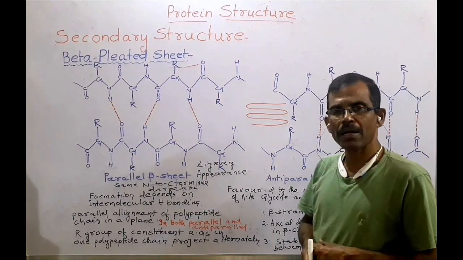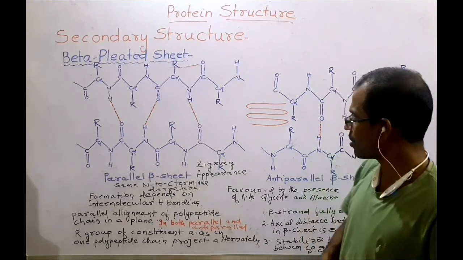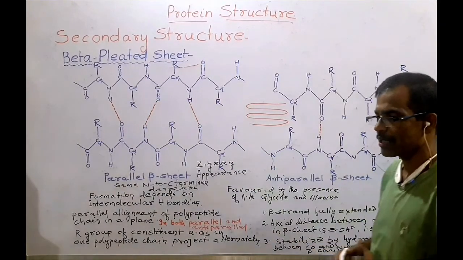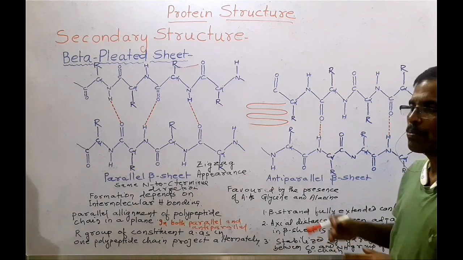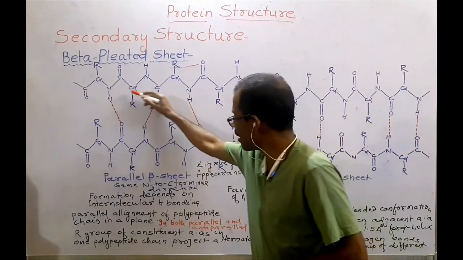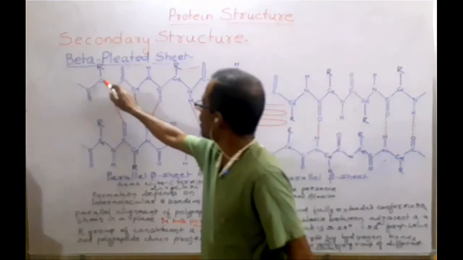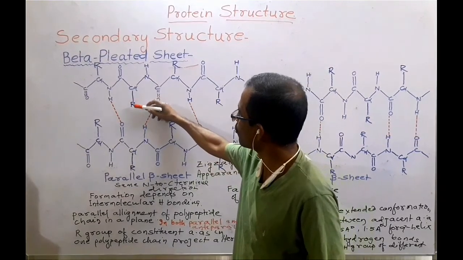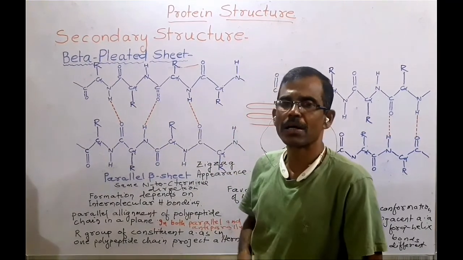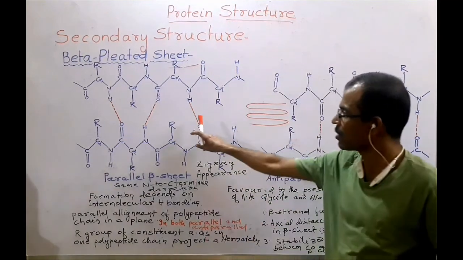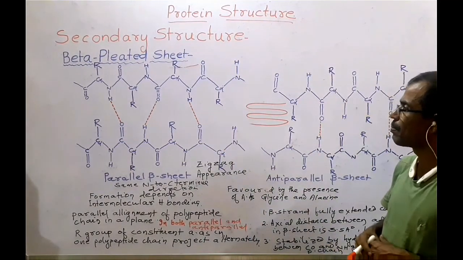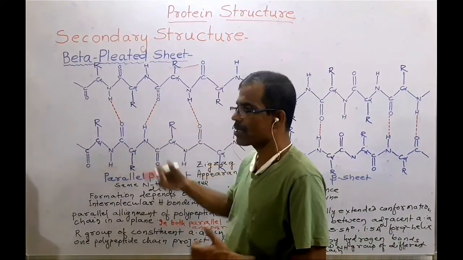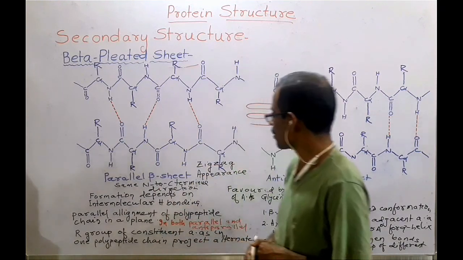In both parallel beta-pleated sheet and anti-parallel beta-pleated sheet, the R groups of the constituent amino acids project alternately above or below the plane of the ring. This is a polypeptide chain. Here, this R group is projected above the plane of the ring, but the next R group is present below the plane of the ring. So the R groups of the constituent amino acids are projected alternately above or below the plane of the ring.